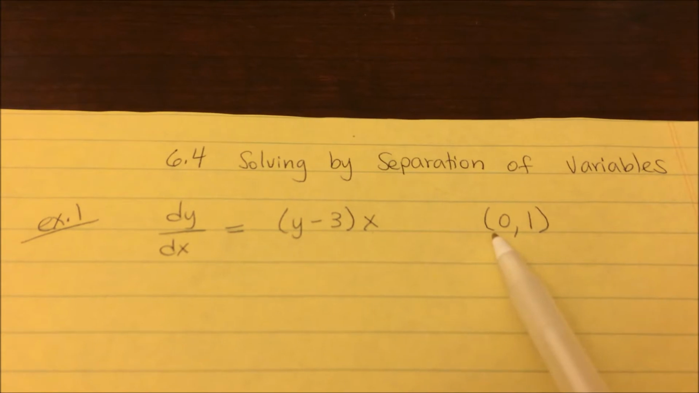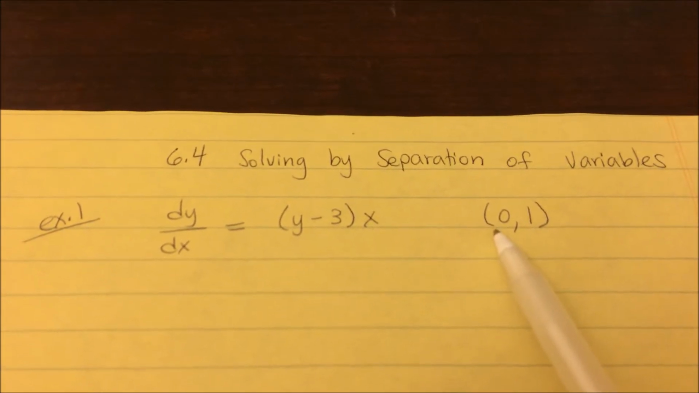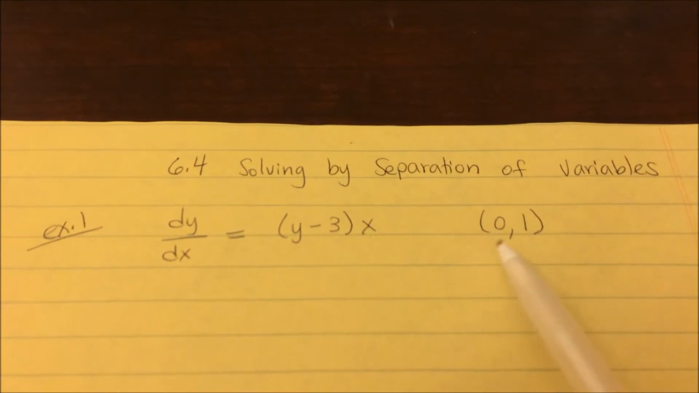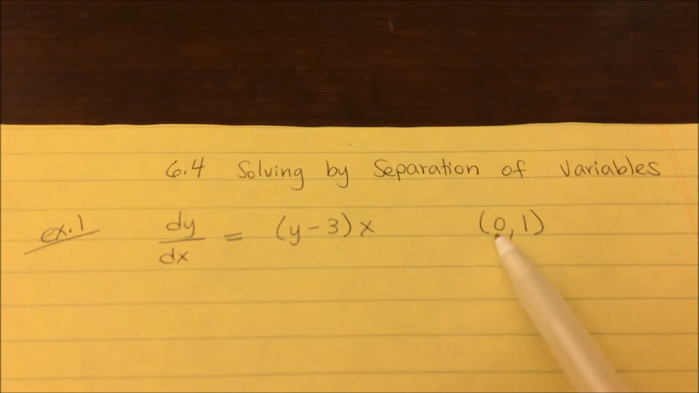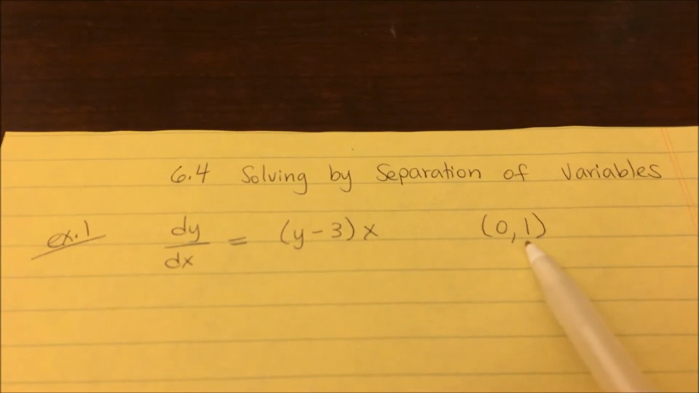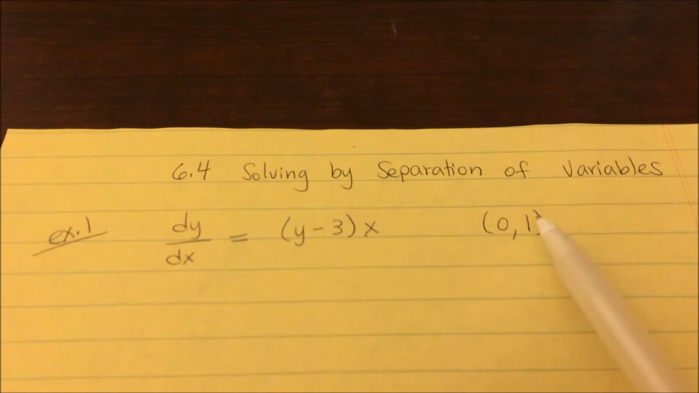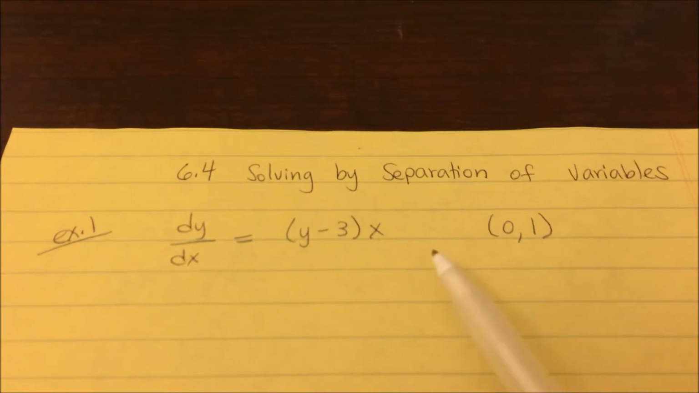Also right here, we're going to be given a condition. This is what we call a condition. And notice it's in parentheses. So this is going to represent x and this is going to represent y. We'll substitute this in and actually find c in this one. Okay, so we'll walk you through this one.